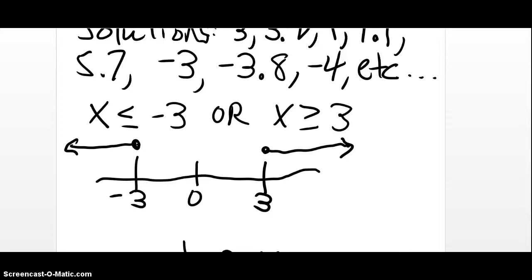So notice here the -3 is still included. Okay, there's a filled-in circle. Less than, I have an arrow going to the left. We want the numbers less than -3. Less means arrow to the left. 3 is included. There's a filled-in circle at 3. Okay, I have an arrow pointing to the right, greater than. So we're going to draw our arrow for the solution to the right.